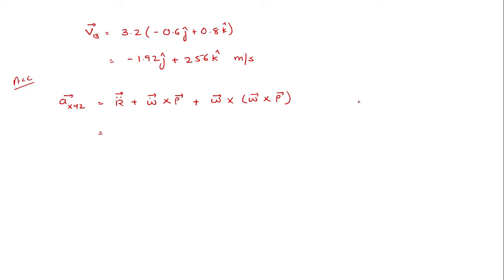So I can directly write A_XYZ as AB into cos theta into j cap minus sin theta into k cap. Okay, directly opposite to that of velocity as such. You can obtain the value of cos theta and sin theta as we had done earlier. Okay, this is how you find A_XYZ.